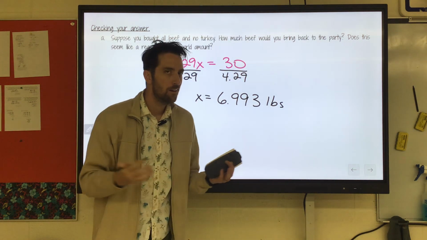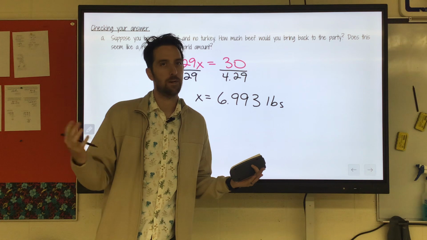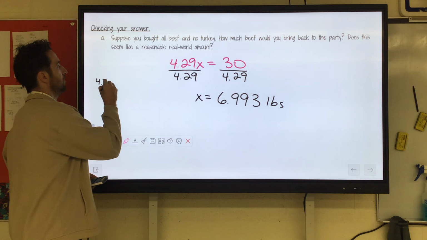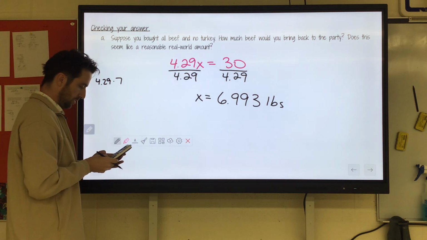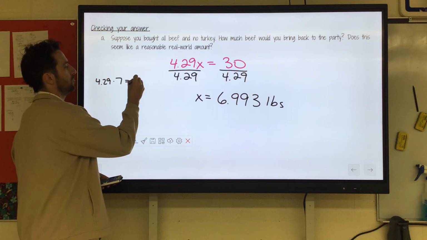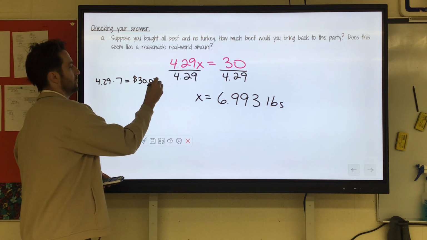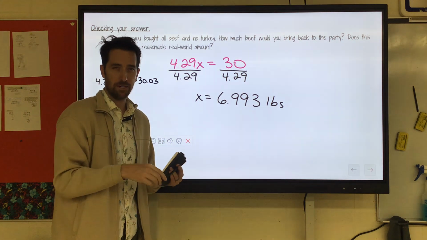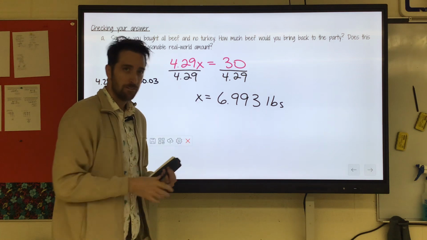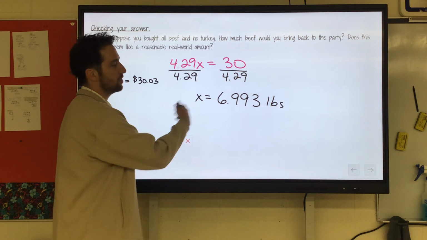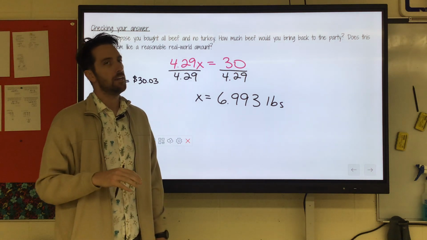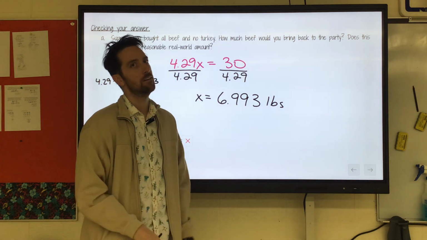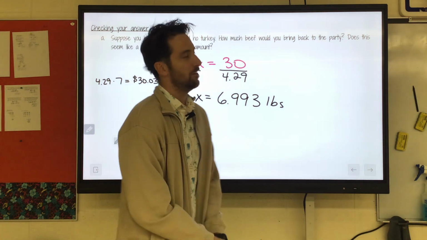Now, you might be like, we could just round that up to 7 pounds. But if we said 7 pounds, 4.29 times 7 is $30.03. Store's not going to let you have 7 pounds because you only have $30, unless they have one of those, like, hey, take a penny, leave a penny. You might be able to, but that's not in there. So we would say 6.993 pounds. Or if they said you have to get whole pounds, again, we can't get 7, so you would bump it down to 6. But that kind of depends on the question they're asking.